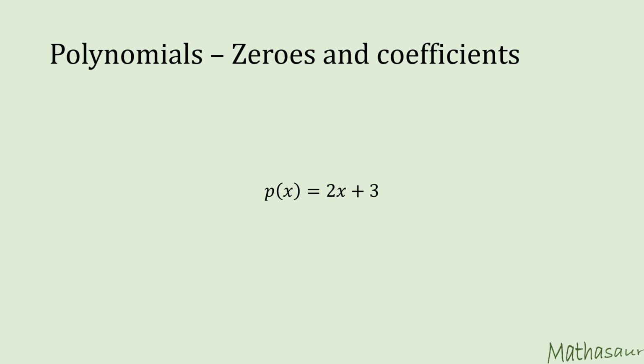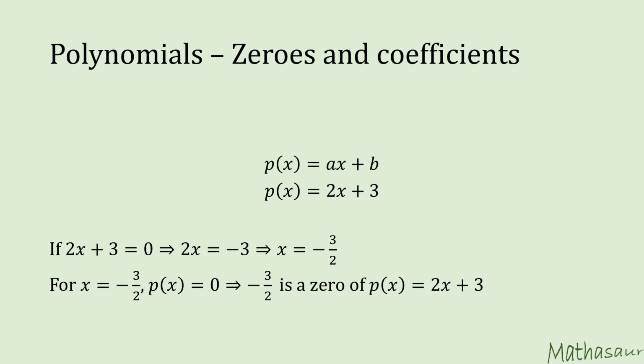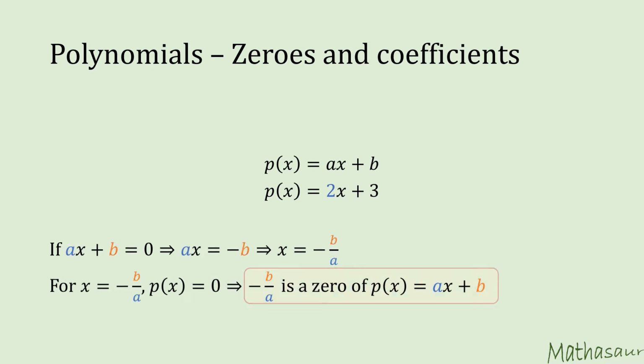Now let us recall the linear polynomial we saw before. We saw that minus 3 by 2 was a 0 for the polynomial. Now instead of 2x plus 3, let us generalize it and write it as ax plus b. We find that minus b by a is a 0 of the polynomial ax plus b. So see that there is some relation between 0 of the polynomial and the coefficients.